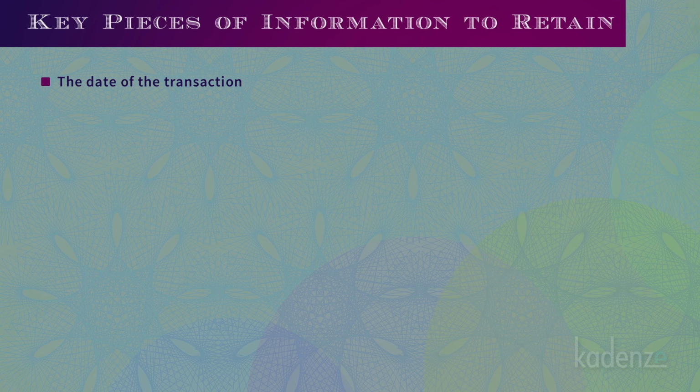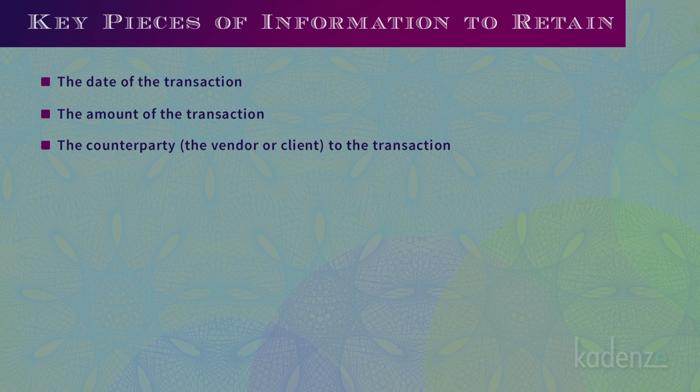The IRS asks that you retain 4 key pieces of information for each transaction: the date of the transaction, the amount, the counterparty, so who did you pay or who paid you, and lastly, the business purpose. Those first 3 pieces of information exist on your receipt, on a canceled check, or on your credit card statement or bank statement. But that 4th piece of information, the business purpose, is the most important, I would argue.